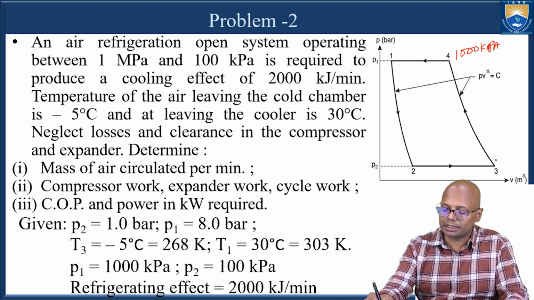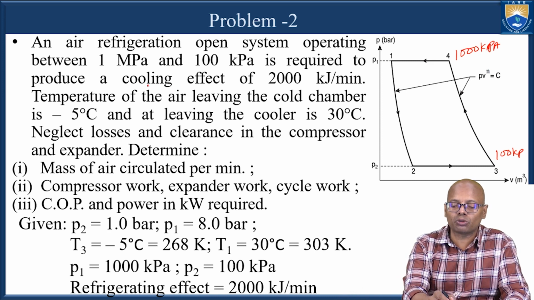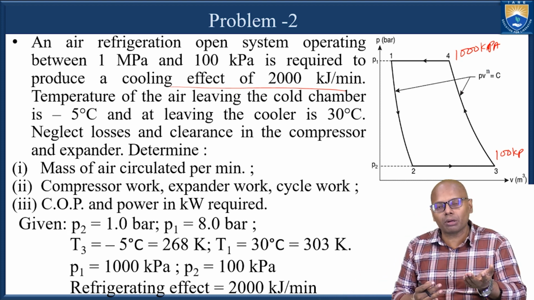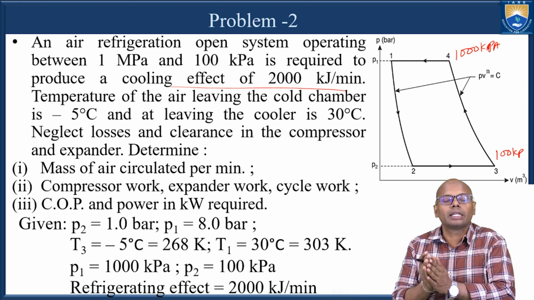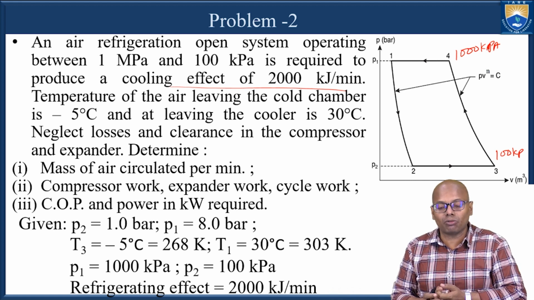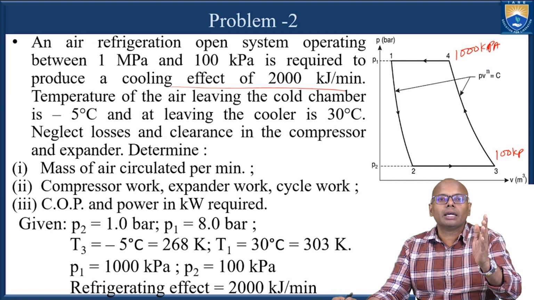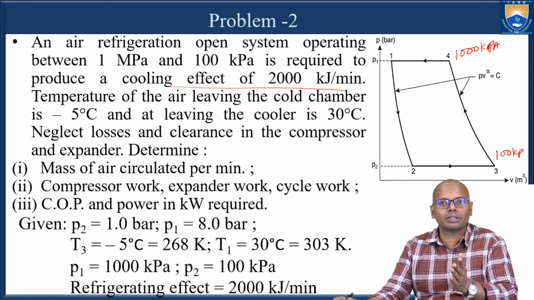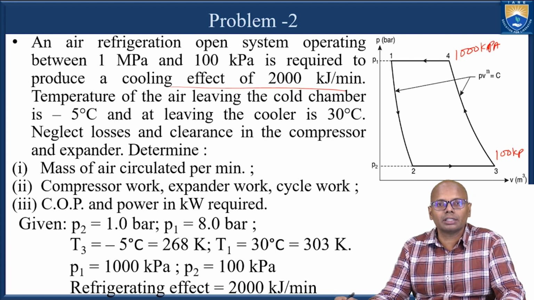And what is the lowest pressure? It is 100 kilopascal. P2 is 100 kilopascal. And it is required to produce a cooling effect of 2000 kilojoule per minute. In the previous problem, we calculated the refrigeration effect produced per kg of air. Here, they have given the refrigeration effect produced per minute. So if I know the refrigeration effect per kg of air and per minute, I can find the mass flow rate of the air through this refrigeration cycle.